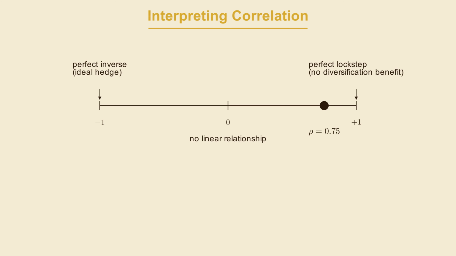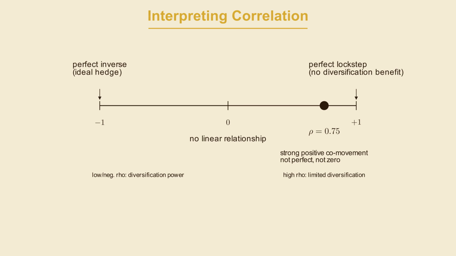So 0.75 sits well above 0 and well below 1. These two holdings have a strong positive linear relationship. They tend to move together, but not perfectly. There are quarters where they diverge somewhat. In a portfolio context, that matters. Two assets with a high positive correlation tend to perform well or poorly in the same environments. Combining them does reduce some idiosyncratic risk, but because they co-move so strongly, they don't provide much protection against the conditions that hurt both of them simultaneously.